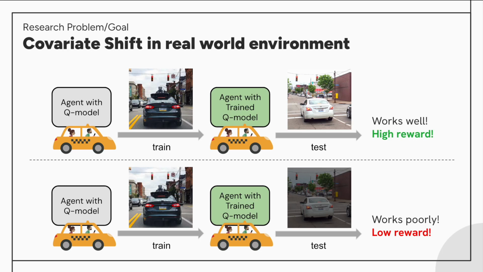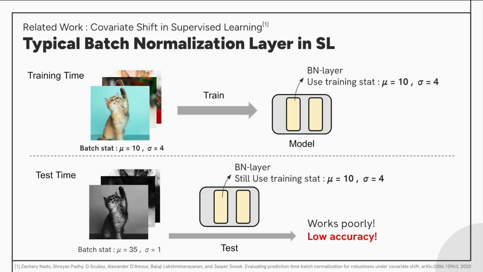You can see how that needs to be addressed to make reinforcement learning more reliable in the real world, but we found that there is very little work dealing with covariate shift in RL specifically. Most of the work dealing with covariate shift is actually in supervised learning. As a background, we will introduce one of the studies like that.